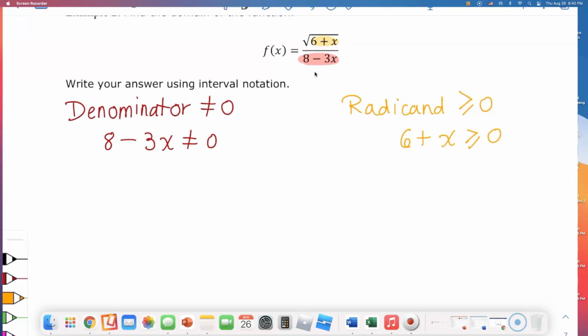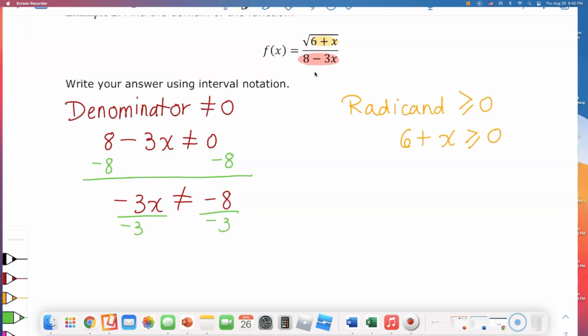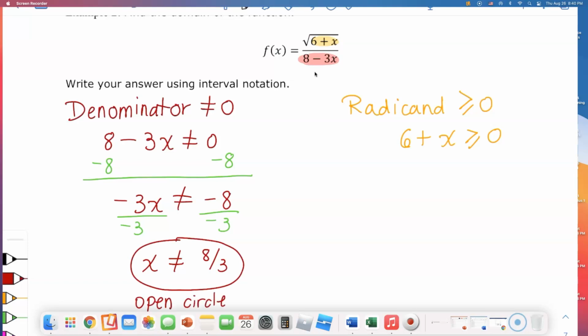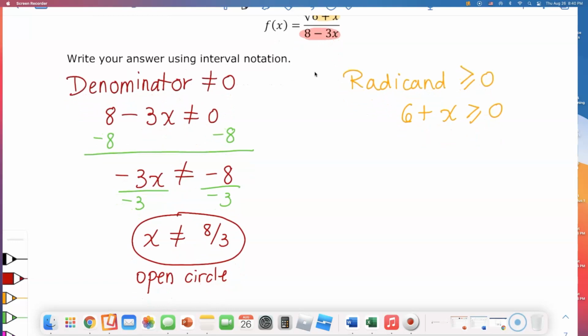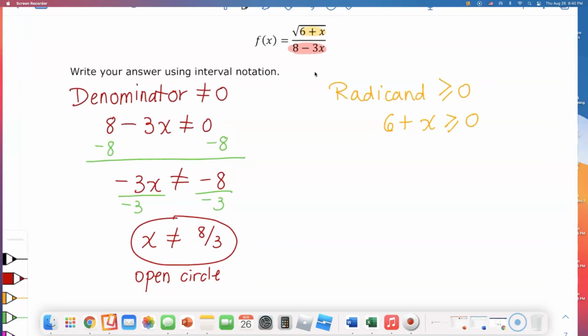I'm going to go ahead and solve each of them. So first of all, I'll subtract 8 from both sides. If I do that, I'll get negative 3x can't be equal to negative 8. Divide both sides by negative 3. I get that x can't be equal to positive 8 over 3. I'll circle this. So we're going to plot an open circle at 8 over 3. 8 over 3 is what? 2 point something, right? I'm just thinking about decimals so that I can graph it in the right place.